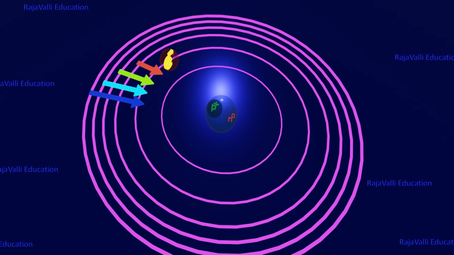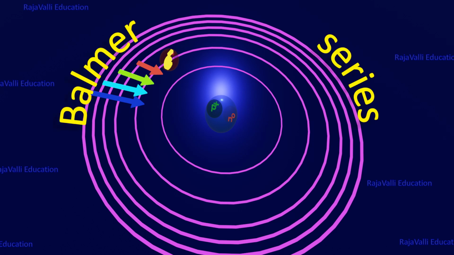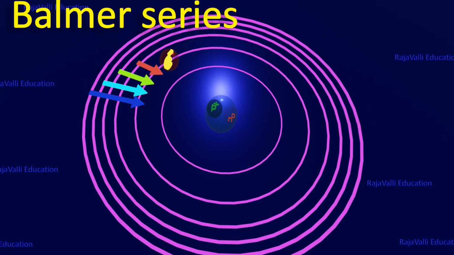In this video, we are going to see the Balmer series in hydrogen spectrum. First, we see how hydrogen spectrum is produced.